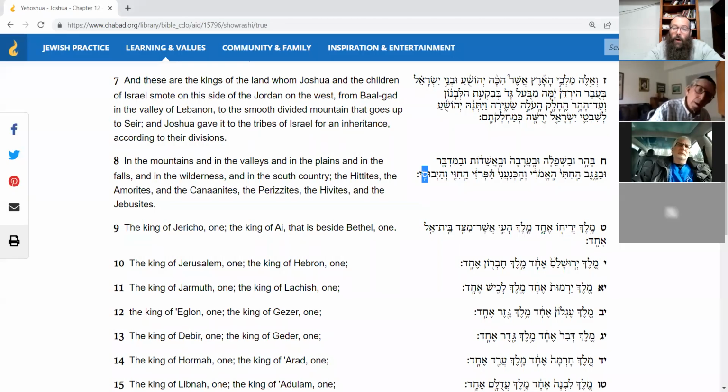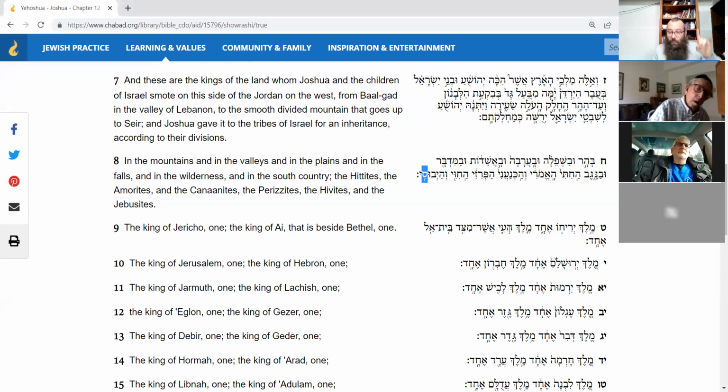Let's continue going right along over here. Bahar, and within that section, there was all these different kinds of real estate, all different kinds of land. Bahar, in the mountains, Ubashvela, and in the lowlands. Okay, in the mountains and in the lowlands. Ubarava, in the plains, different plains of the area. Ubashedois, and in the land of the waterfalls. All these different kinds of locations were within this area. Ubamidbar, and in the wilderness. Ubanegev, and in the south.